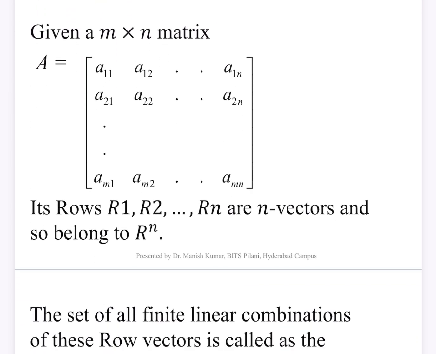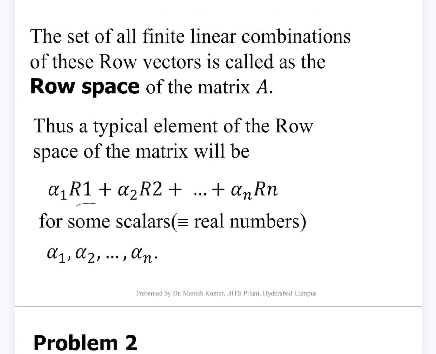Now let us introduce the definition. For a matrix of m by n size, its rows R1, R2, and so on up to Rm are vectors which belong to Rn, right? Each vector has n components, so they belong to Rn. So this is row 1, row 2, and so on. Okay. So the set of finite linear combinations of row vectors is called the row space of A, right? This is the definition.